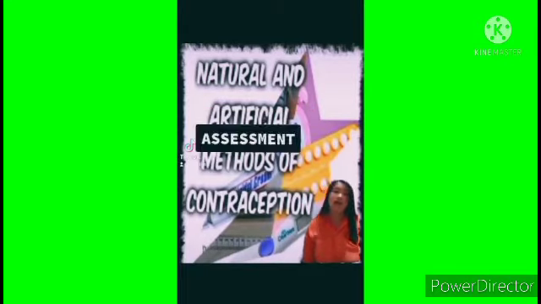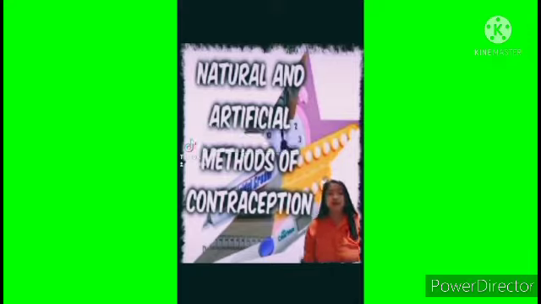What are the natural and artificial methods of contraception? So, here is family planning. First is the assessment. Contraceptives are products used to prevent pregnancy by women and men. Each individual has their own choice in what contraceptive they want to use.